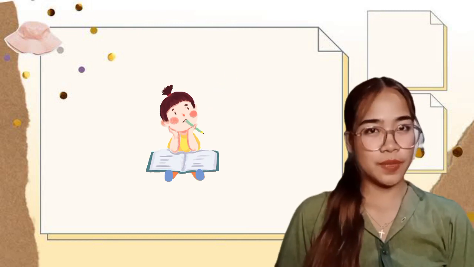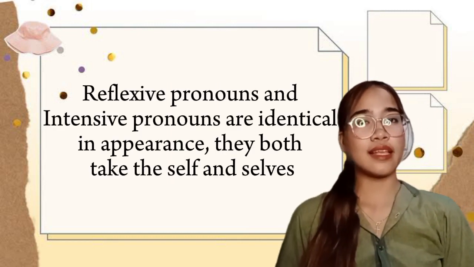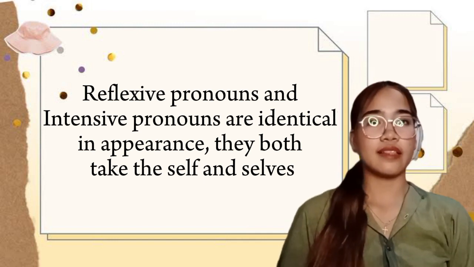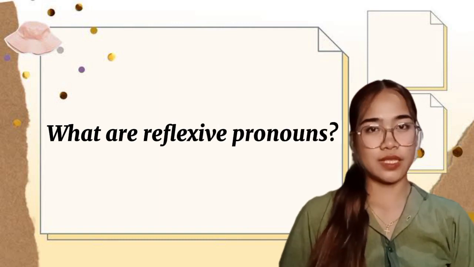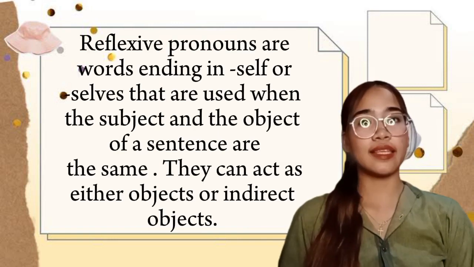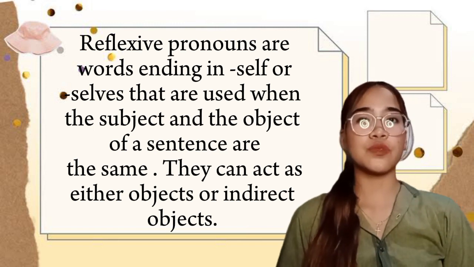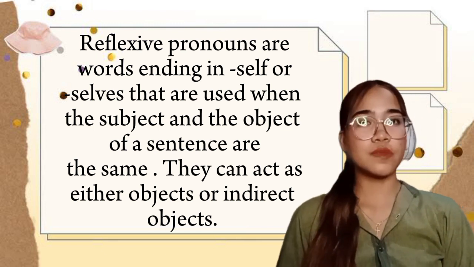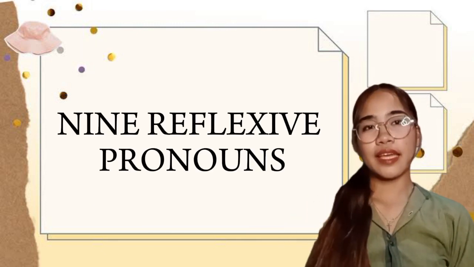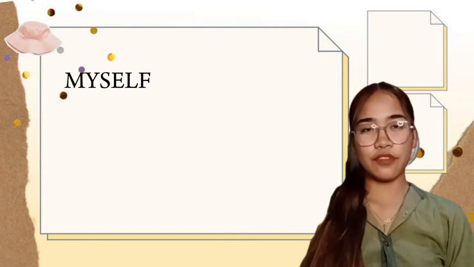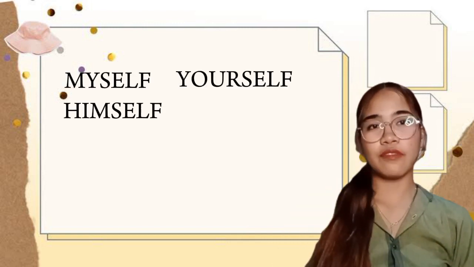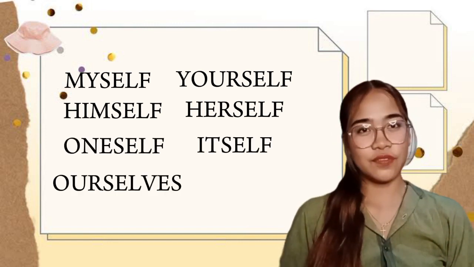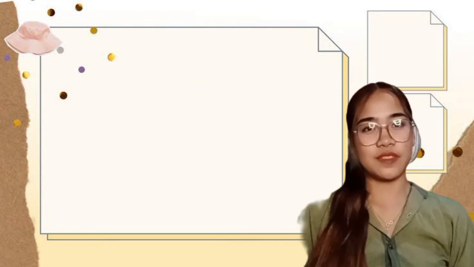What do these pronouns mean? Reflexive pronouns and intensive pronouns are identical in appearance. They both take the -self and -selves endings. What are reflexive pronouns? Reflexive pronouns are words ending in -self or -selves that are used when the subject and the object of a sentence are the same. They can act as either direct objects or indirect objects. The 9 reflexive pronouns are myself, yourself, himself, herself, oneself, itself, ourselves, yourselves, and themselves.